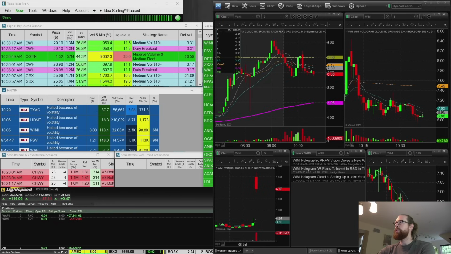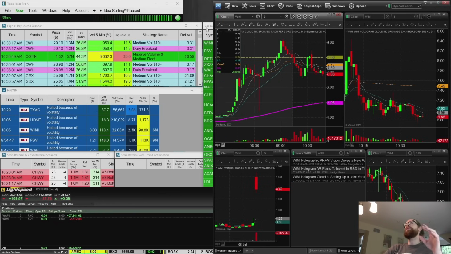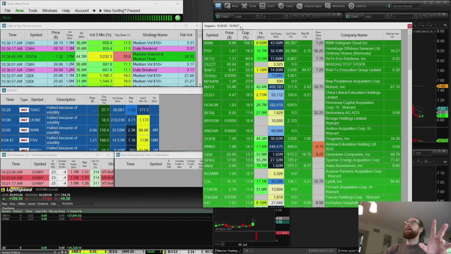All right. So you guys can see WIMI here. This is the chart. So let's go back and look at this and break down the relative volume and what is relative volume. So relative volume is a measurement of today's volume versus what is normal for that stock.